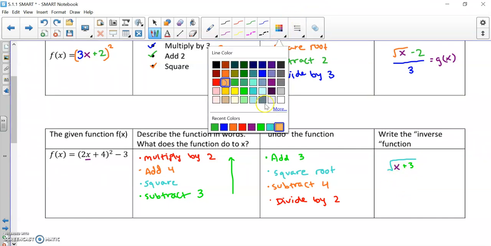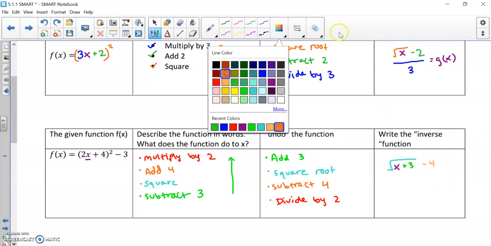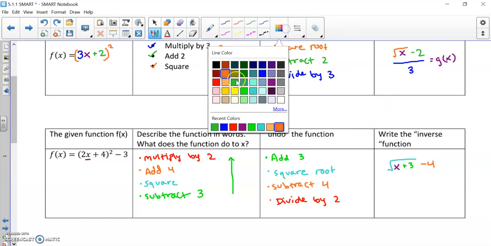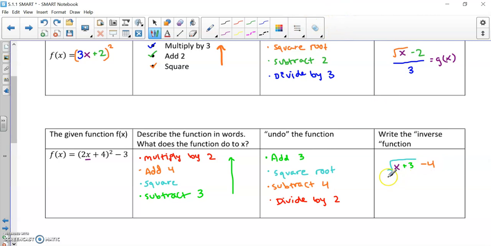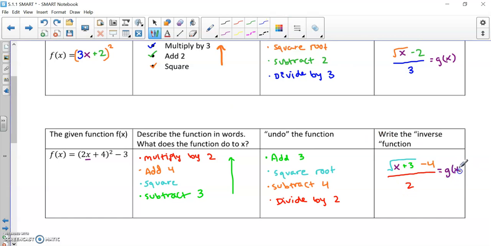Next, I'm going to subtract by 4, so I'm just going to do a -4 out here. Oh, that was not the right orange. Okay, there we go. And lastly, we have to divide by 2. So we will go ahead and divide by 2. And once again, I forgot to write g of x. I am terrible. Okay, and that's it. We have made our inverse function.